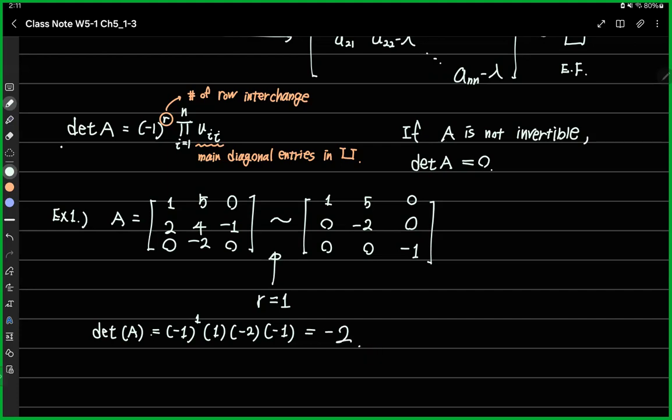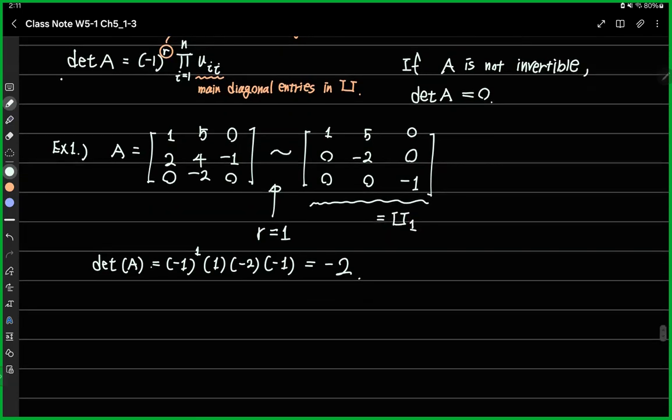But there are other ways to get the echelon form, right? Let's say this one is U1. You could have another way to get an echelon form, say U2. Even if you get U2, which is different from U1, you're going to get the same determinant. You should get the same determinant.